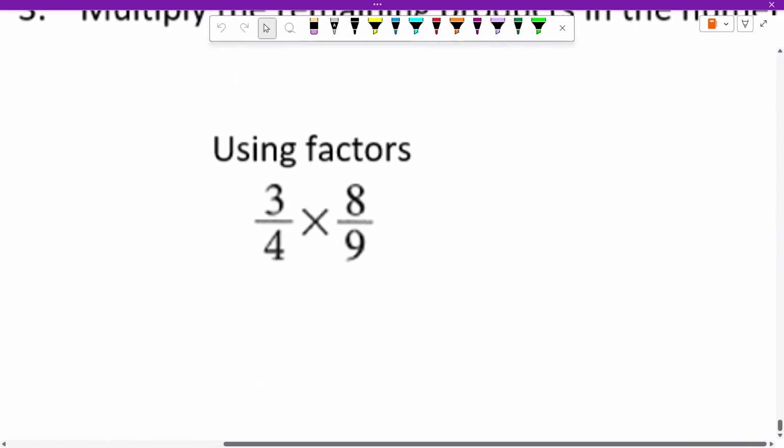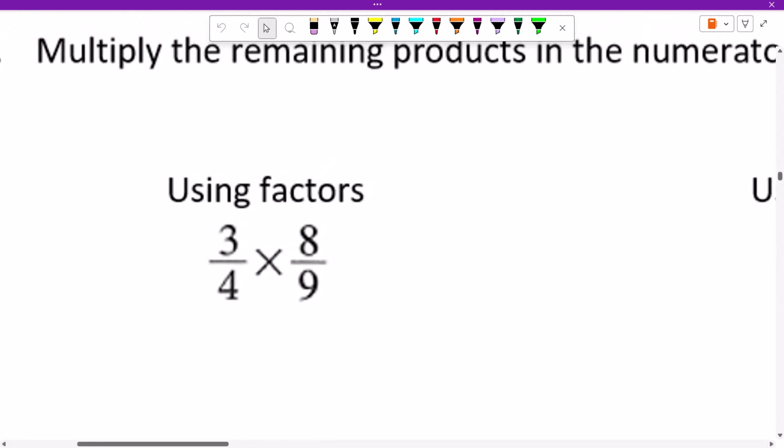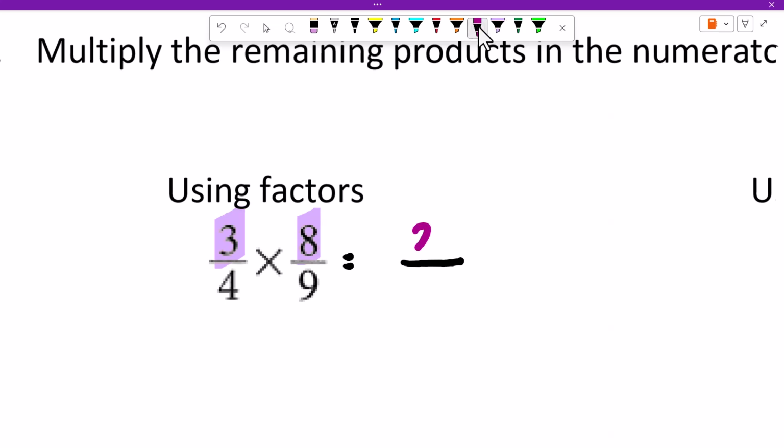Let's talk about fractions. So on to the second page. So what we talked about last day is when we are multiplying fractions, to get our answer, we multiply the numerators together, the top numbers together. 3 times 8 is 24. And multiply the denominators together, the bottom, to get the bottom number. What's 4 times 9? 36, thank you.